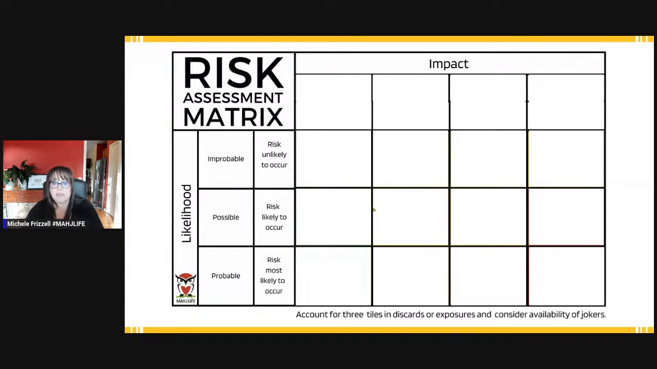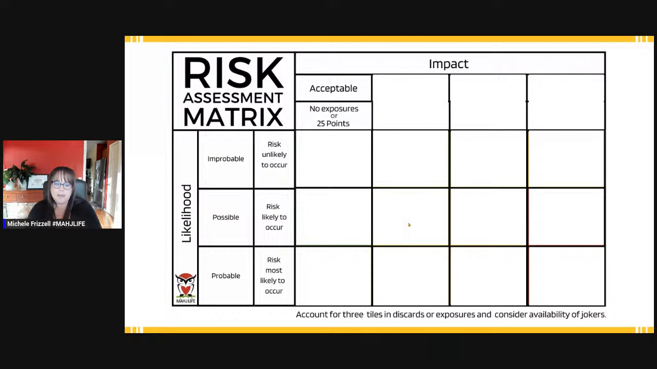Let's now talk about the impact that it could create. The first is an acceptable impact. This would be if you don't know what your opponents are playing. Maybe nobody has any exposures. It's rare, but it does happen where nobody has exposures. Or maybe you could tell by discards and exposures that people are playing a low point hand, a 25 point hand. That may create an acceptable risk for you.